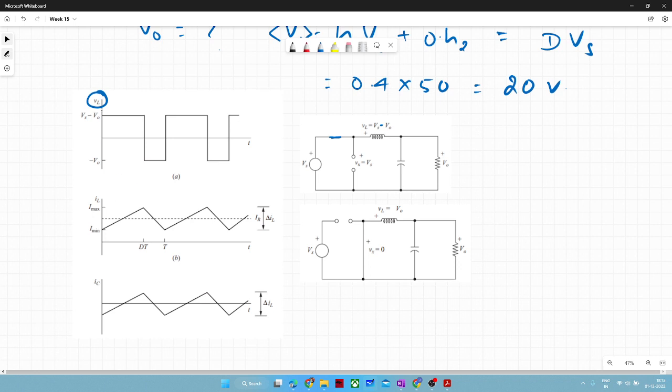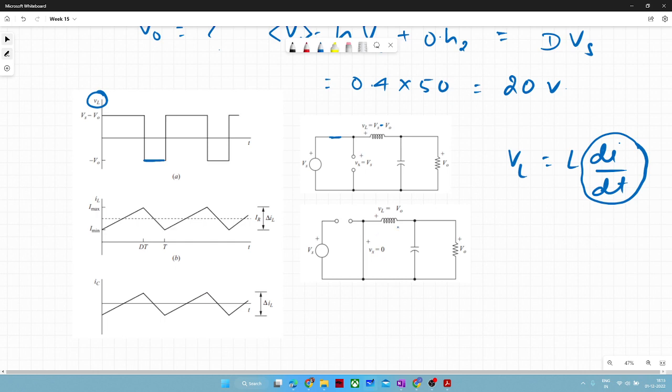Okay. And if VL is positive, we know VL is equal to L di by dt. If VL is positive, your di by dt is positive and your slope will be increasing. It means your inductor is getting charged from some minimum value to some maximum value. And during the negative value of voltage, your inductor is getting discharged. Okay, this is very simple.